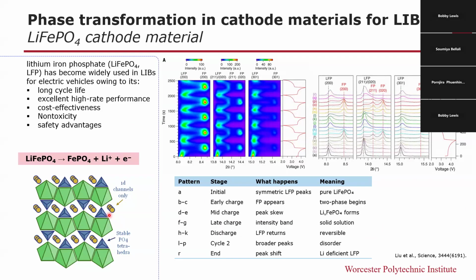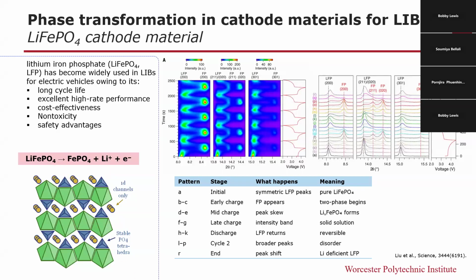Because lithium transport is restricted to a one-dimensional pathway, the reaction during charging often starts locally inside the particles and then propagates through the material. During charging, the lithium ions are extracted from the LFP cathode structure and the material transforms into the iron phosphate, or FP, structure according to this reaction.